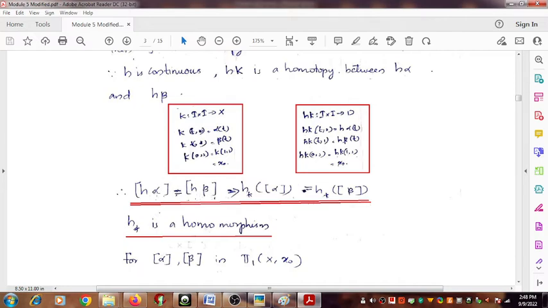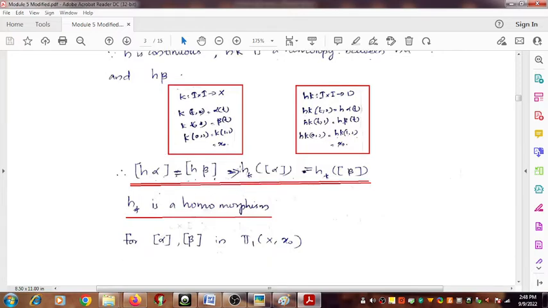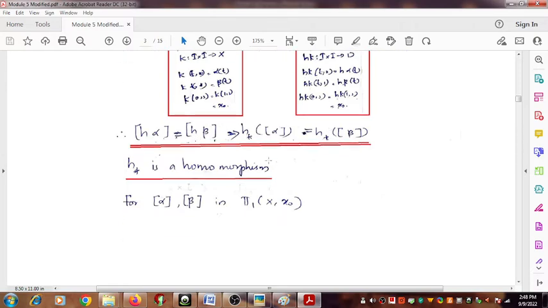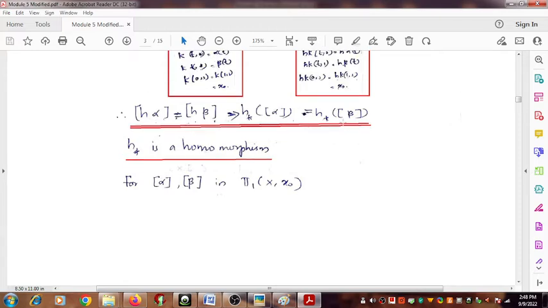Thus we get that, due to the existence of H_K as the homotopy between H∘α and H∘β, we can say that class of H∘α equals class of H∘β. That means H star of class α, according to our definition, and the second one, class of H∘β, equals H star of class β. Thus H star of class α equals H star of class β. Hence H star is well defined.